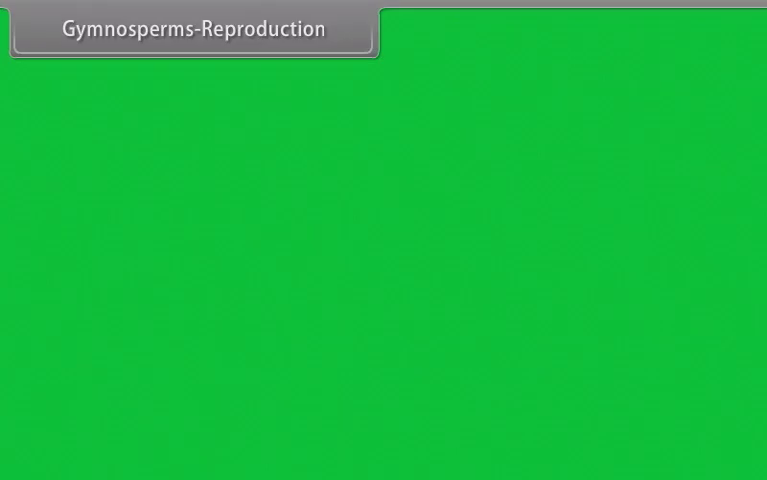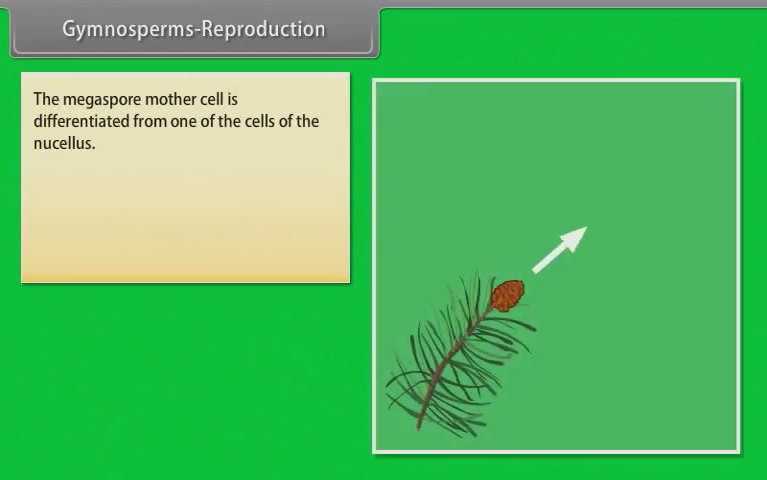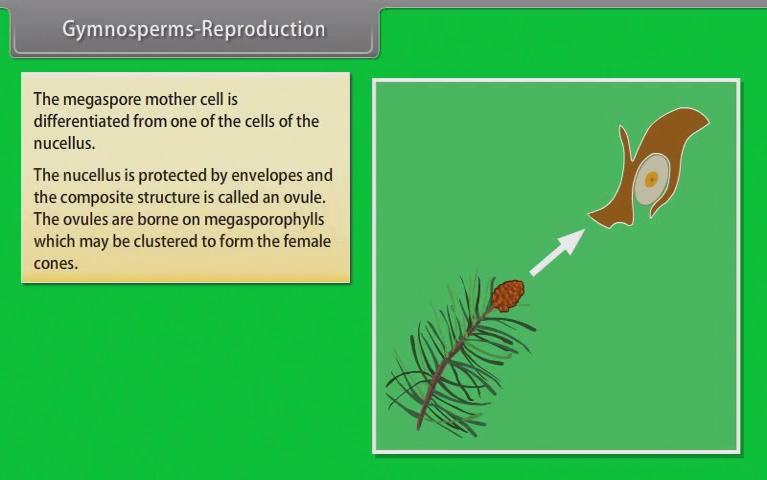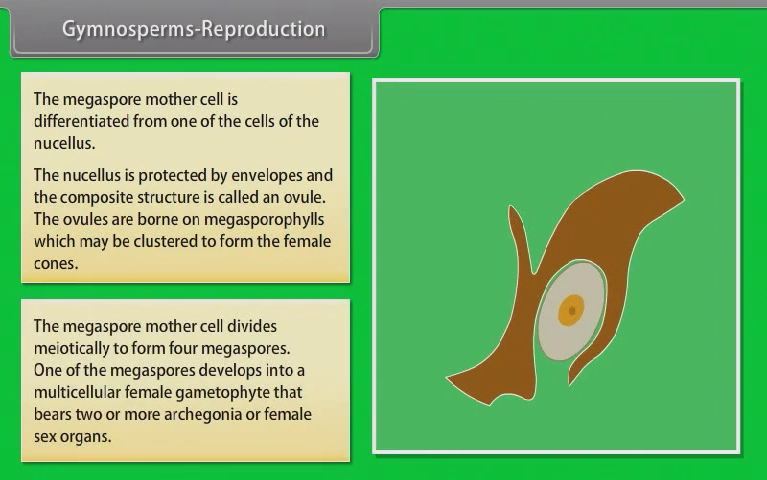Gymnosperms. Reproduction. The megaspore mother cell is differentiated from one of the cells of the nucellus. The nucellus is protected by envelopes and the composite structure is called an ovule. The ovules are borne on megasporophylls, which may be clustered to form the female cones. The megaspore mother cell divides meiotically to form four megaspores. One of the megaspores develops into a multicellular female gametophyte that bears two or more archegonia or female sex organs.